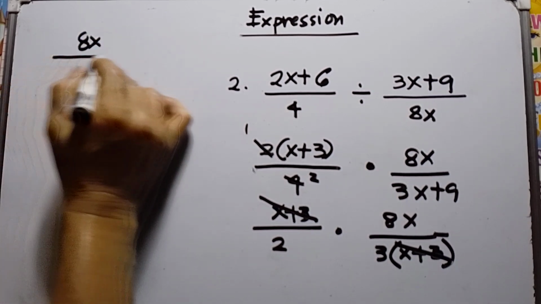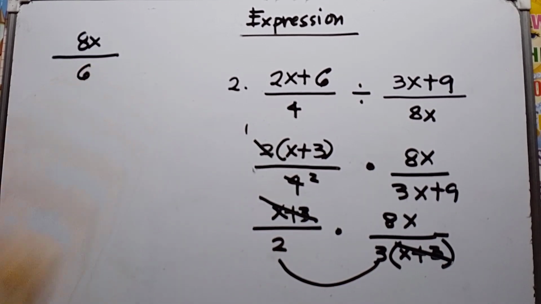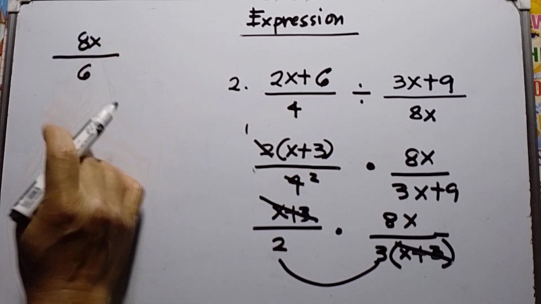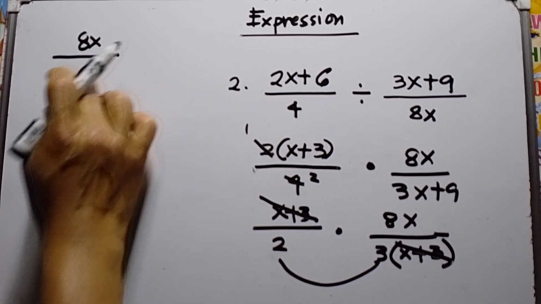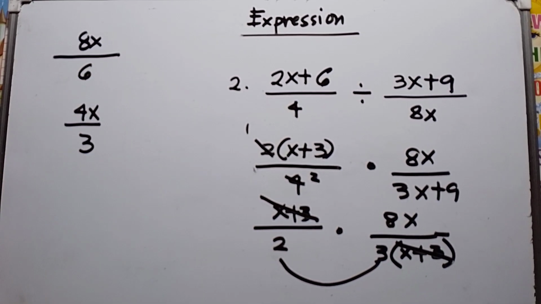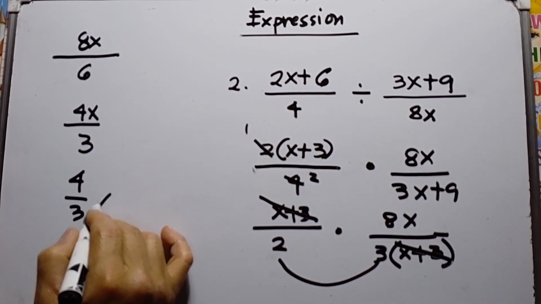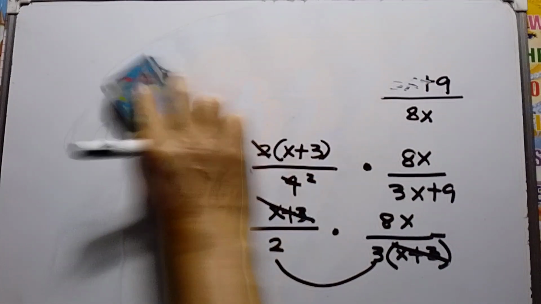Then my denominator is this one. 2 times 3 is 6. Reduce this one. 8 can be divided by 2, so this will be 4. And then 6 divided by 2 will be 3. So I have 4 over 3x. So that's the answer for number 2. Now let's proceed to the last number, number 3.